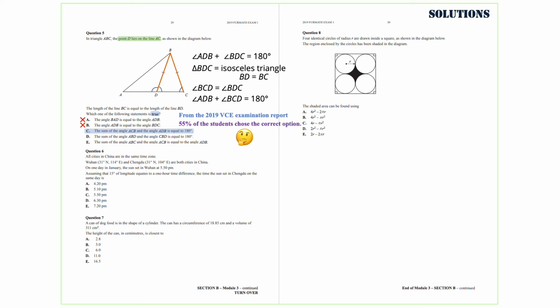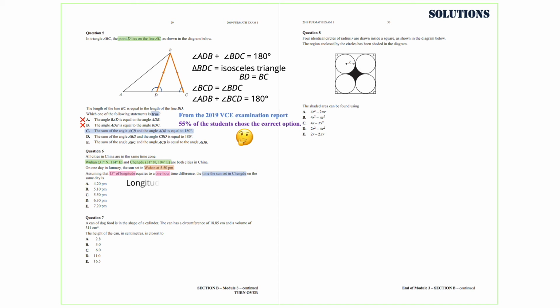Question 6. All cities in China are in the same time zone. Wuhan and Chengdu are both cities in China. On one day in January, the sun set in Wuhan at 5:50 p.m. Assuming that 15 degrees of longitude equates to 1 hour time difference, what is the time the sun set in Chengdu?